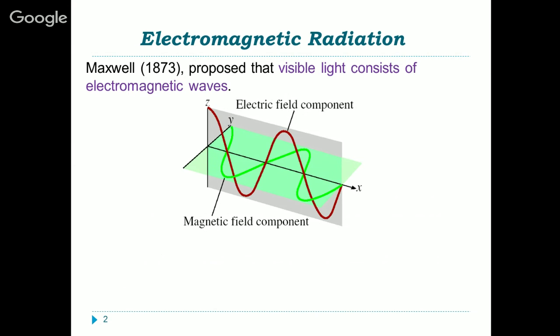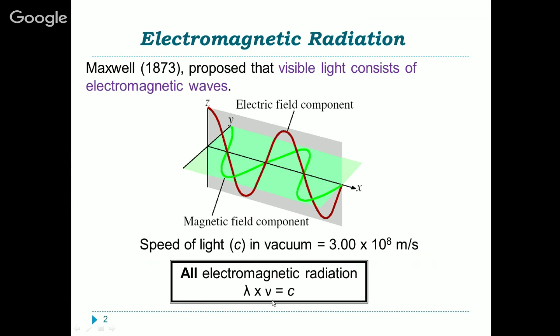All light waves consist of electromagnetic waves, which means that there is an electric field component that is always running perpendicular to the magnetic field component, and they travel at the same rate. So the speed of light measured in a vacuum is 3.00 times 10 to the 8th meters per second, which means that no matter what the wavelength is and what the frequency is, these two things multiplied together will always have to equal the speed of light. So knowing this, we can always determine the wavelength or the frequency if we know one.